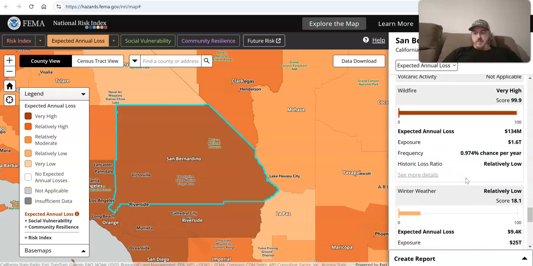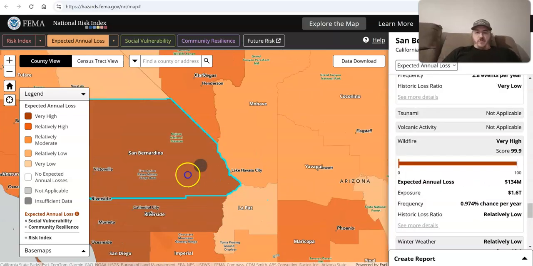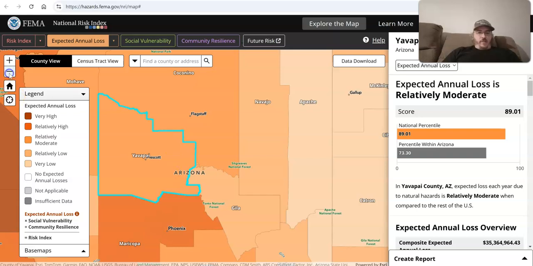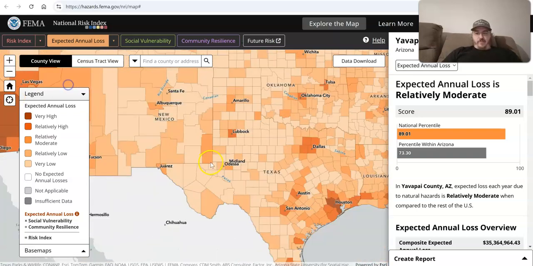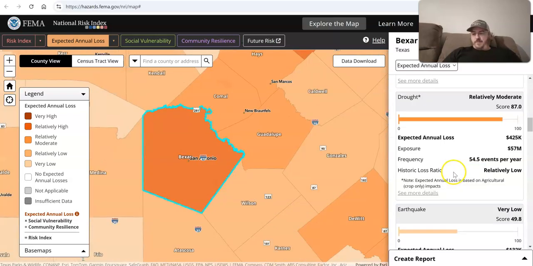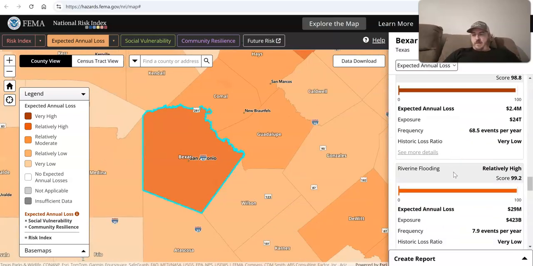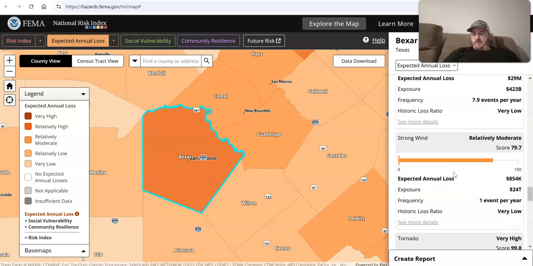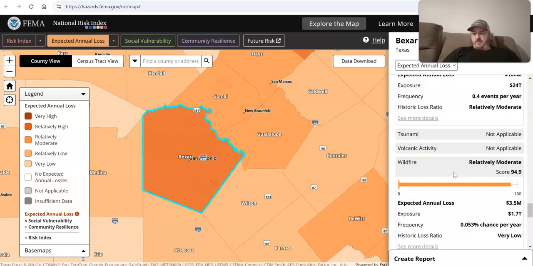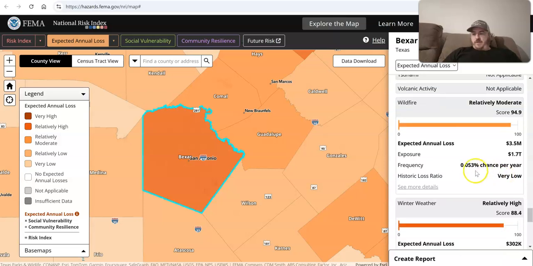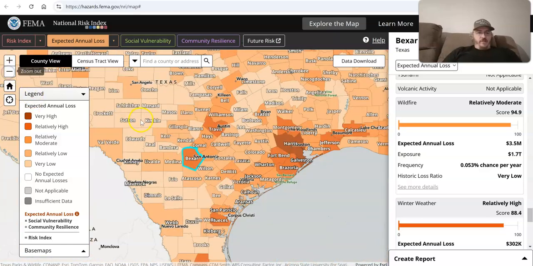I actually don't remember what the wildfire score was on the other one, can we back out there? How annoying is this to go back and forth between these two? Let's see. Landslide, river rain, flooding, lightning, strong winds, tornado, wildfire. 0.05% chance. Okay, and now let's go back out over there.